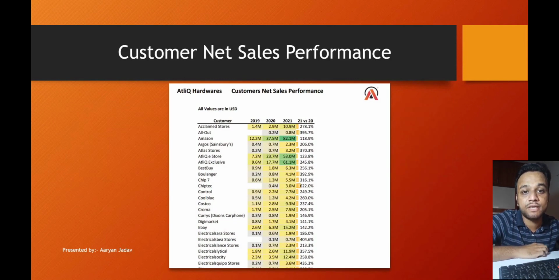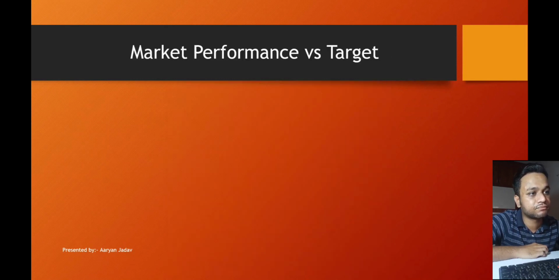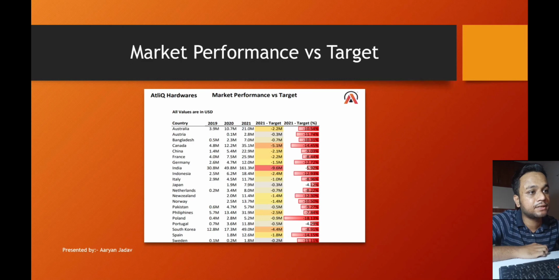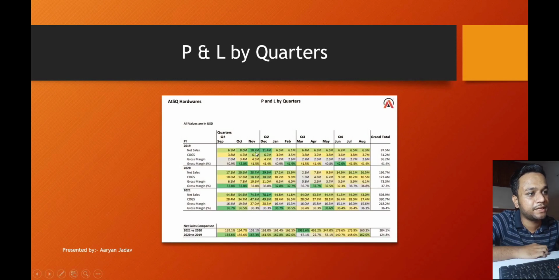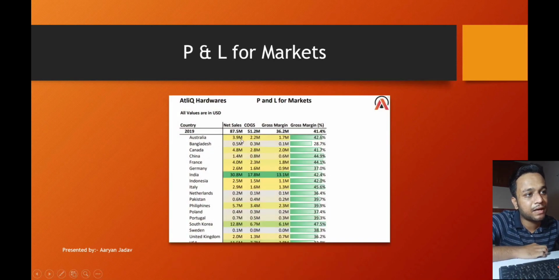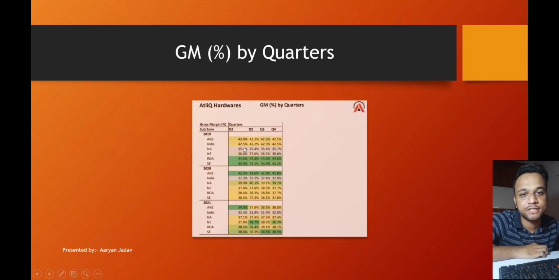Then I looked into the customer net sales performance, then market performance versus target, then P&L by fiscal year, the profit and loss statement. Now you can see that net sales minus COGS is equal to gross margin. COGS is cost of goods sold. Then I broke the P&L statement down by quarters, and you can see that the sales are high in November and December because there is the festival of Diwali in India, so the net sales is high. Then P&L for markets, then GM percentage by quarters.